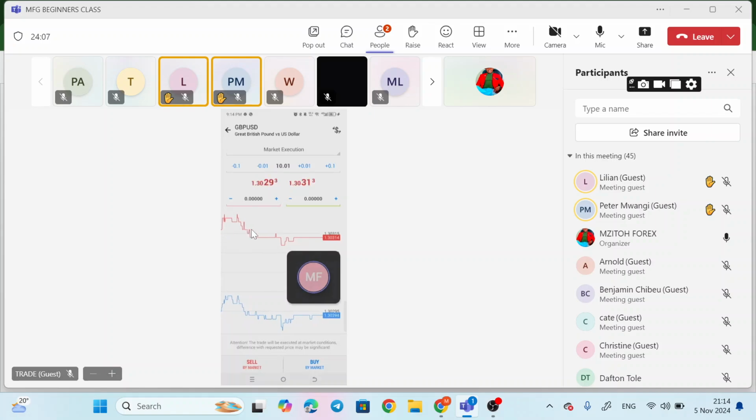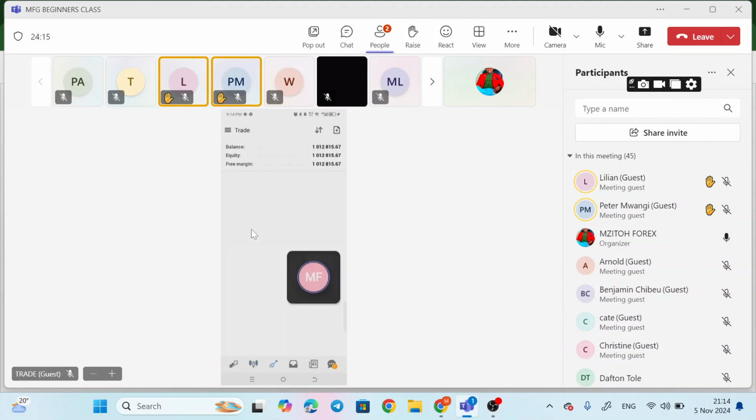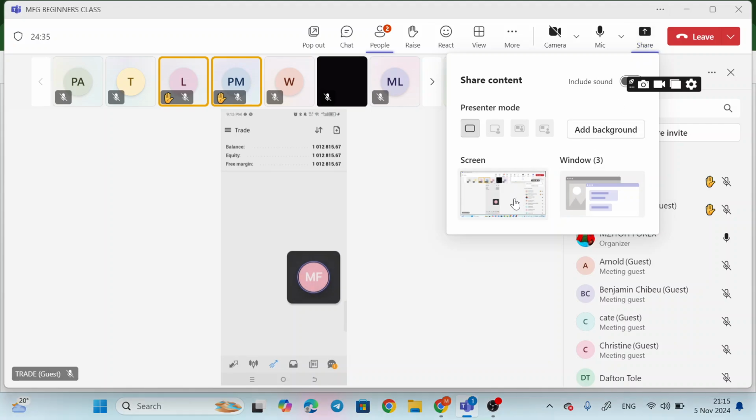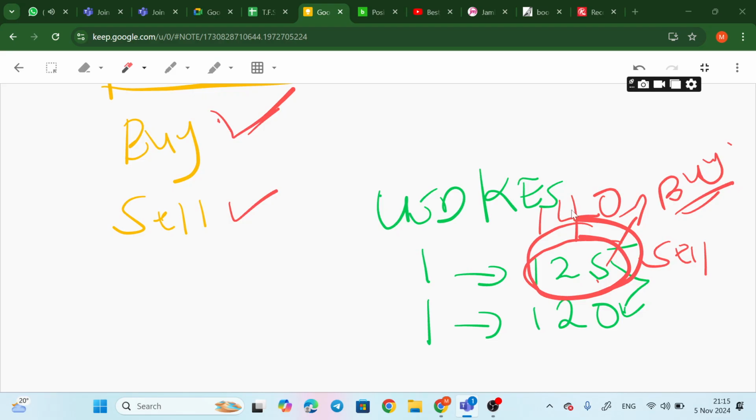So my first responsibility, even before placing a trade, I will check what is my equity. I will check this account has an equity or a balance of $100,000. Okay, $101,000. So what I'm supposed to do, I will first have to calculate the correct lot size that I'm supposed to use. So the first thing to do, I will go to position size calculator.